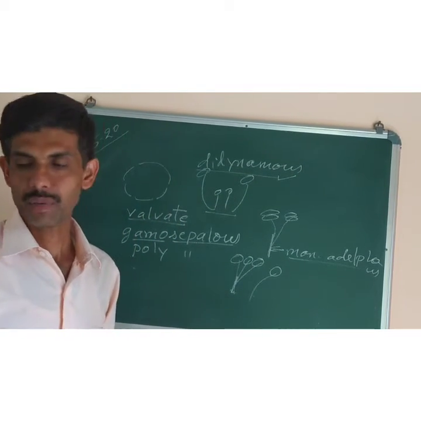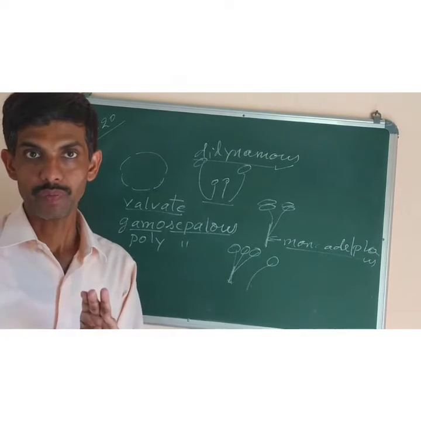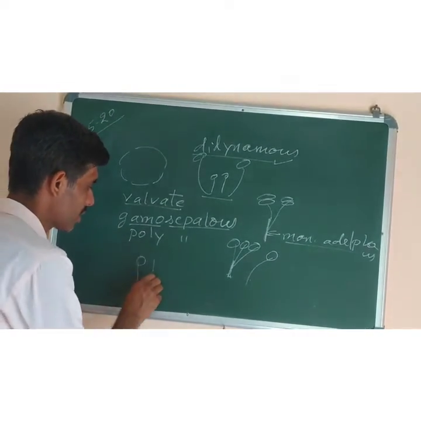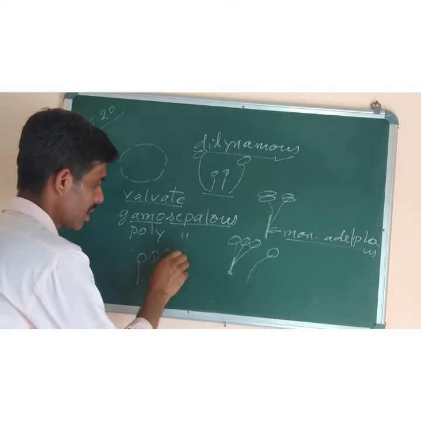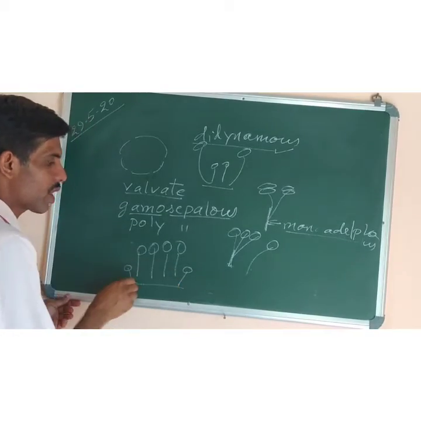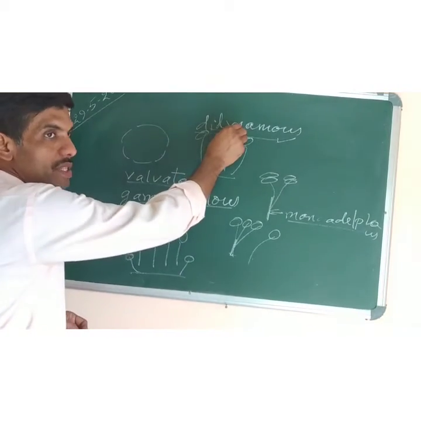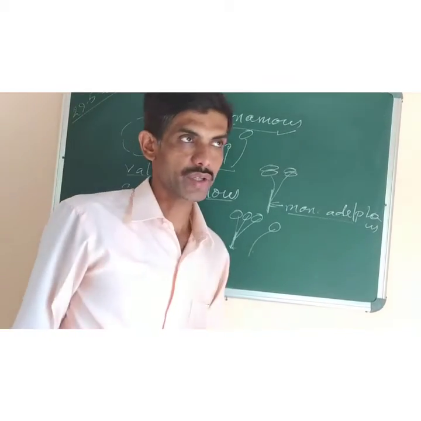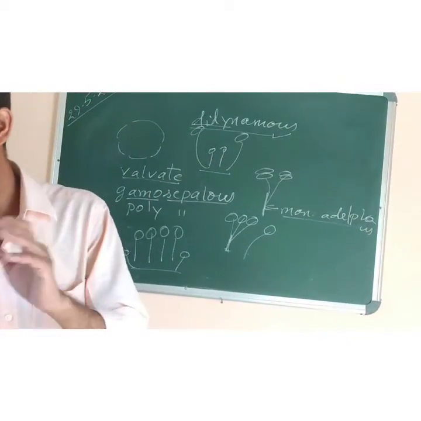In tetradynamous condition, tetra means 4. So if 4 stamens are long and 2 outer ones are short, such a condition is called tetradynamous. Like here didynamous is there, similarly instead of di there will be tetradynamous condition. Okay, now next one is adhesion of stamens.